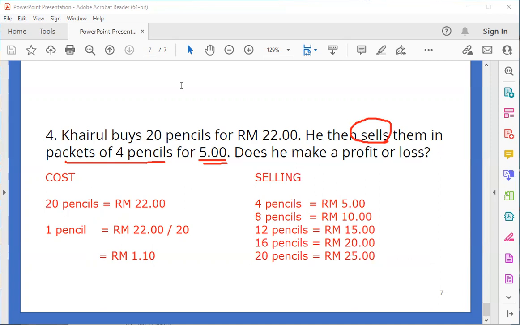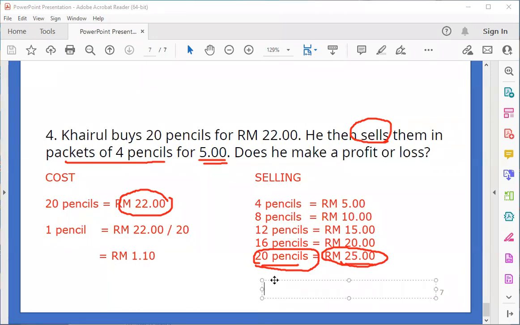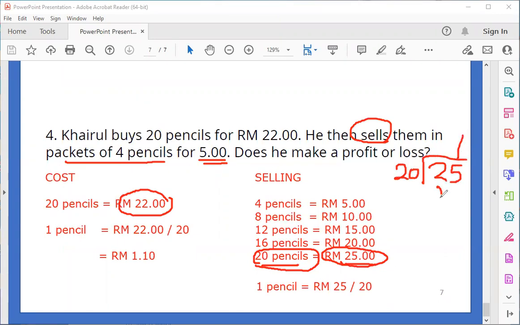So now, in this case, you can clearly see 20 pencils only cost him 22 ringgit. Those 20 pencils, he sold for 25 ringgit. Now, if 20 pencils were sold for 25 ringgit, you can continue to say, how much was one pencil? One pencil is equivalent to 25 ringgit divided by 20. You use the unitary method again and do it. What is 25 divided by 20? So over here I have 1. So this is 20. I minus, I get a 5.